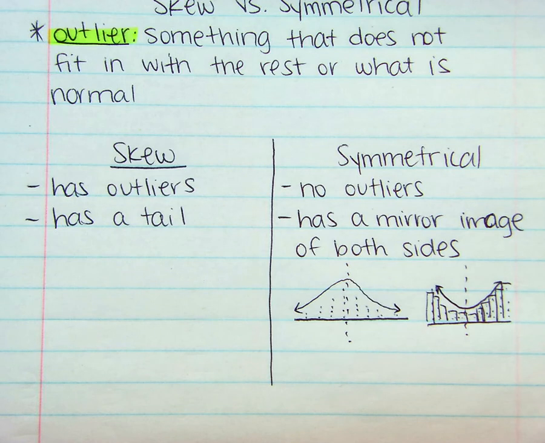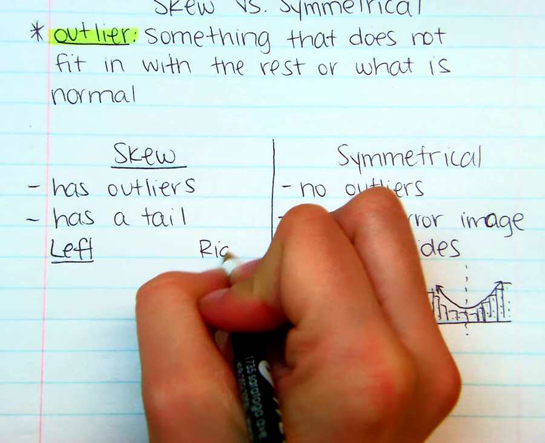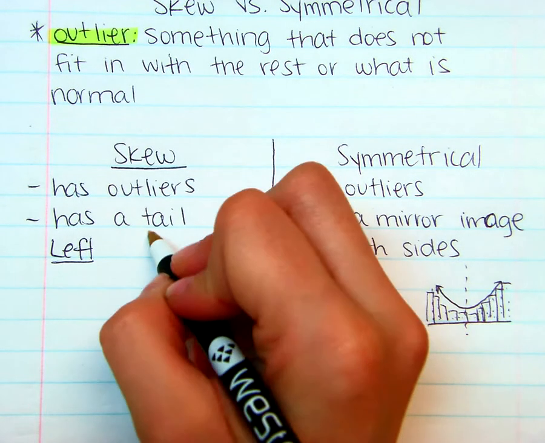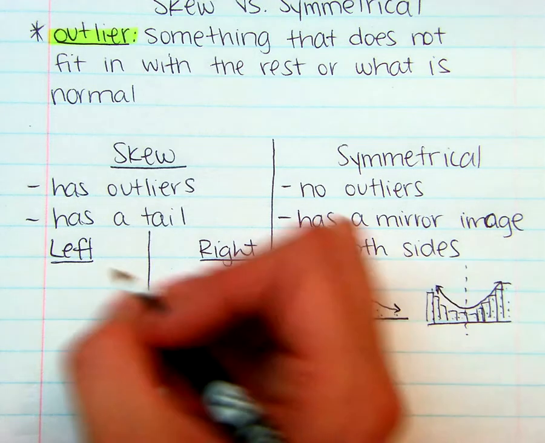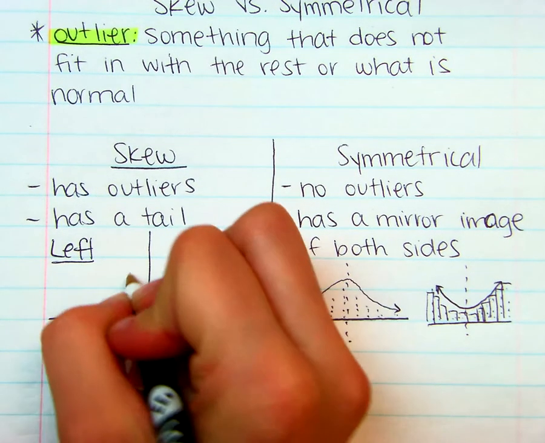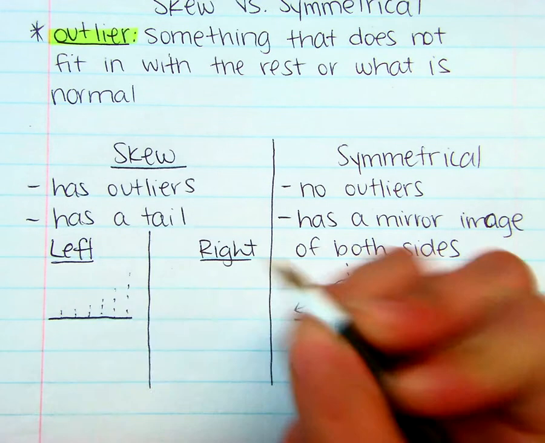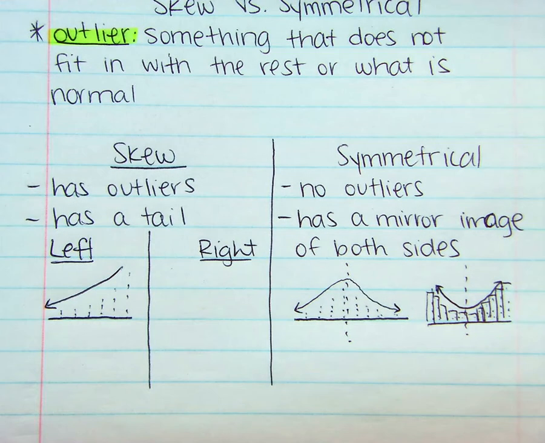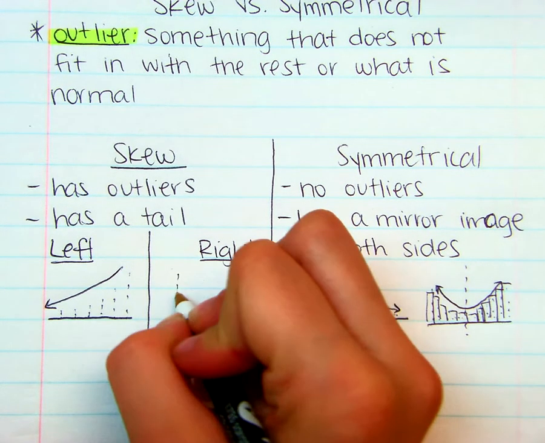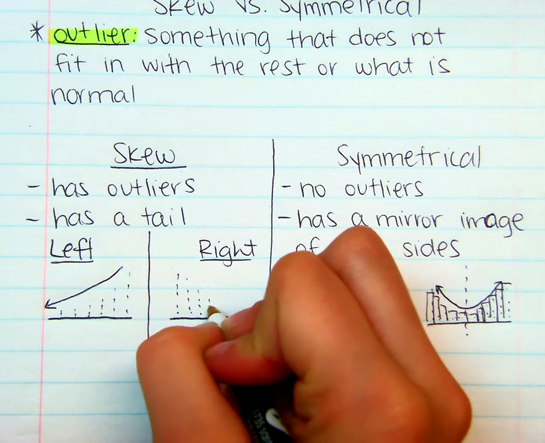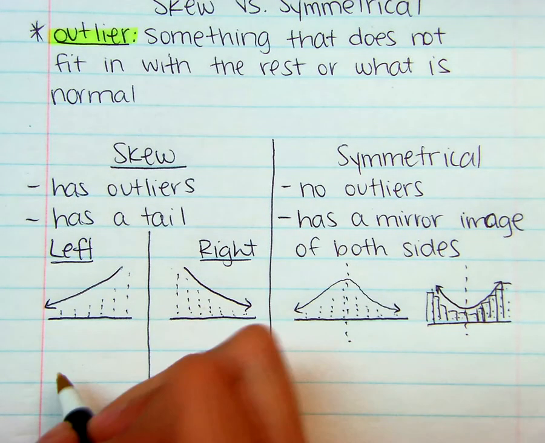Skew, on the other hand, is either called left skewed or right skewed. This question was on your pre-assessment yesterday. Left skewed means that it has a tail. It gets a little bit softer and lower towards the left. So it's going to the left. Right is going to be the exact opposite. It's going down and to the right. And that's our dot plot.